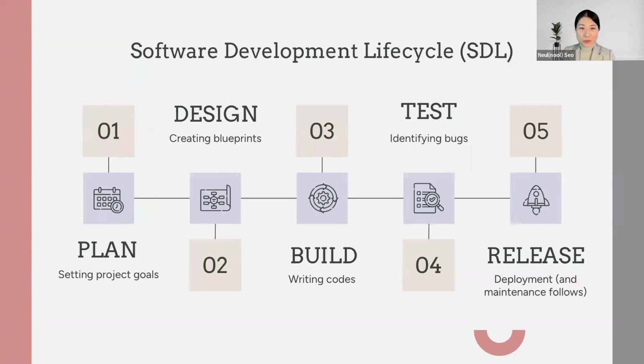Every software development goes through this cycle called the software development lifecycle. So in a nutshell, there are five stages. First, plan; second, design; third, build; fourth, test; and fifth, release. Let's learn more about each step.